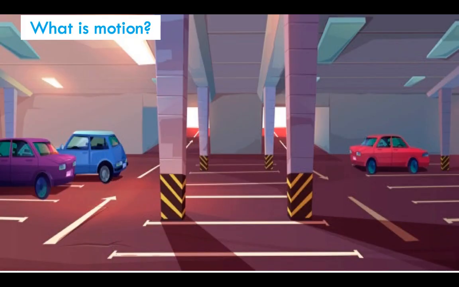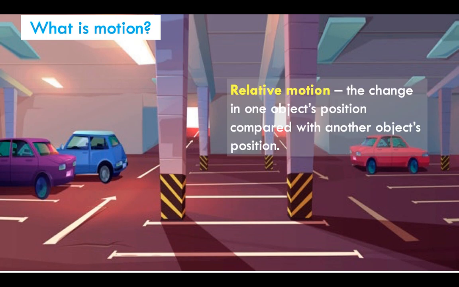You may have experienced this when you are inside a car which is not moving and the other car moves. You felt that your car is moving too. But when you go out, the other car has actually moved and yours is not in motion. This has something to do with the term relative motion. Relative motion is the change in one object's position compared with another object's position.